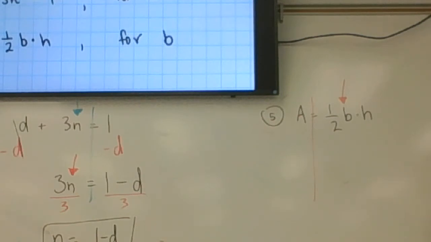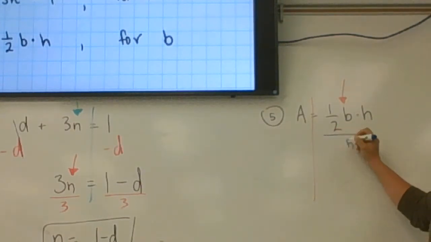So we just heard a lot of different things that could work. Anybody start yet? Anybody do a first step yet? What'd you do? You could divide by h. We could. We could multiply 2 or multiply 1. We could deal with the 1/2 first, or you could deal with the h first. Either way. Let's go ahead and divide by h.